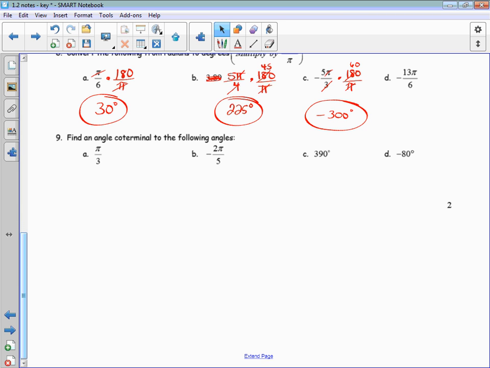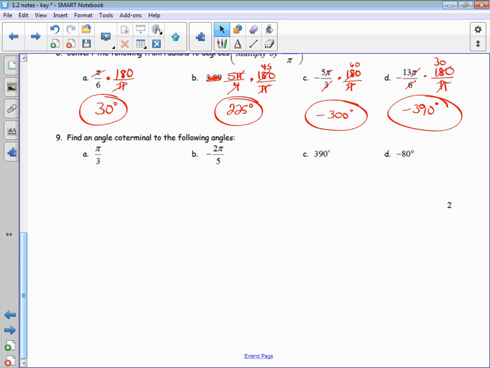All right. D. Please do not multiply 13 times 180. You don't need to do that. How many times does 6 go into 180? 30. 13 times 30, just think 3 times 30 and add a 0. So what do we get? 390. Okay.